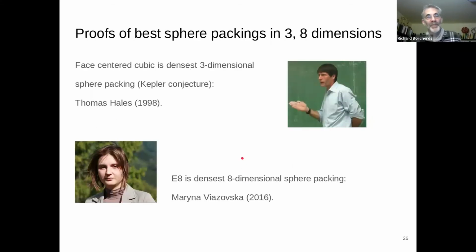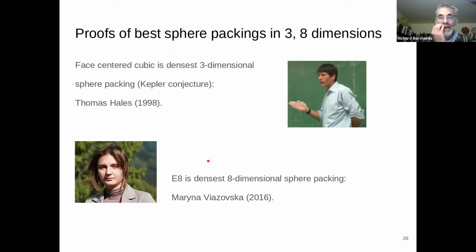So the proof of the best sphere packing in 3 dimensions was done by Thomas Hales in 1998. This was the Kepler conjecture. And this is one of the longest proofs in mathematics. It's far longer than the classification of finite simple groups, but it cheats because it uses computers. And so the proof consists of several terabytes of computer data. So if you wrote it all out, it would be vastly bigger than the classification of finite simple groups.